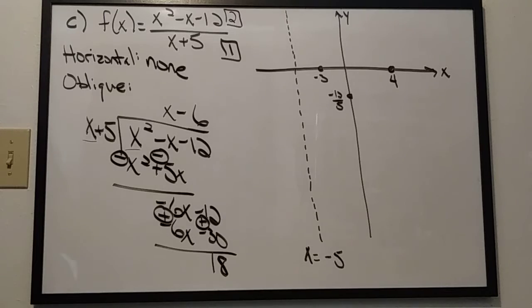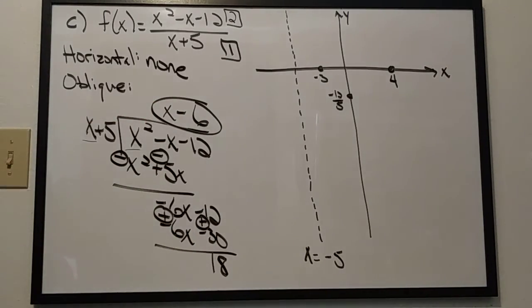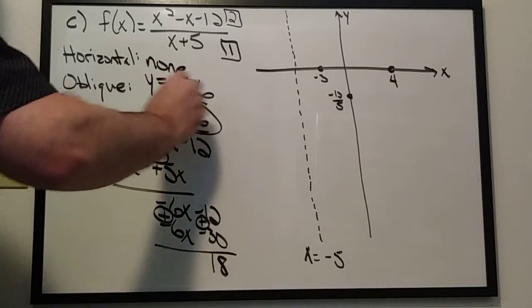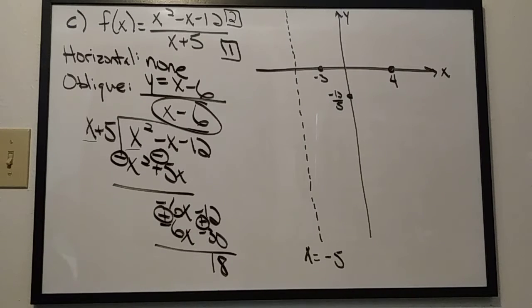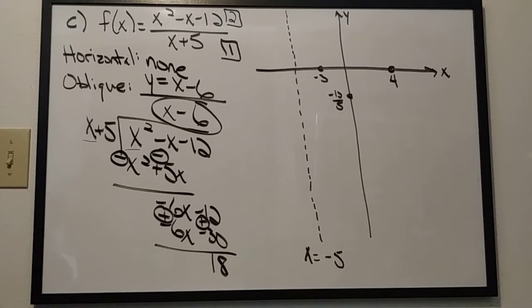So now that we have this, the quotient here is going to tell us our oblique asymptote. Once again, the oblique asymptote is always written down as an equation, so we need to put a y equals in front of that, and we now have the equation for the oblique asymptote. y equals x minus 6. Now, when we draw an oblique asymptote, remember that it is an asymptote. So it's not going to be a solid line. It's going to be a dashed line. So we want to draw y equals x minus 6 as a dashed line.